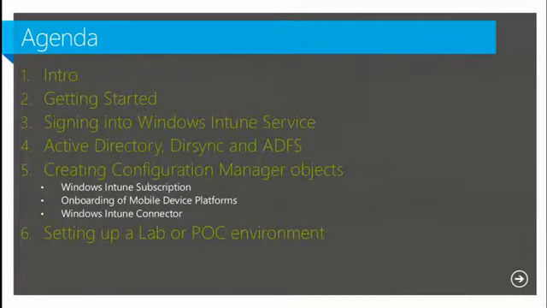All right, so what are we going to cover today? For this session, we're going to cover a general intro to mobile device management. Then we'll move on to getting started and the things you need to do above and beyond actually connecting Configuration Manager to Windows Intune. We'll talk about Active Directory, signing on to the Windows Intune service. And the last sections we'll cover will be the piece that is connecting Configuration Manager to Intune. And then we'll talk a little bit about what you need to do if you're setting up a lab versus a production environment, and some of the changes you might want to have in that space rather than when you set up a production environment.